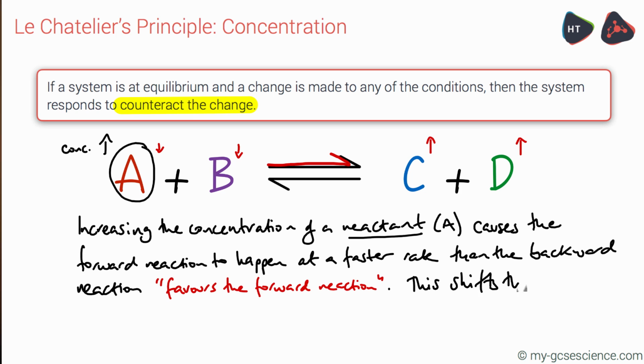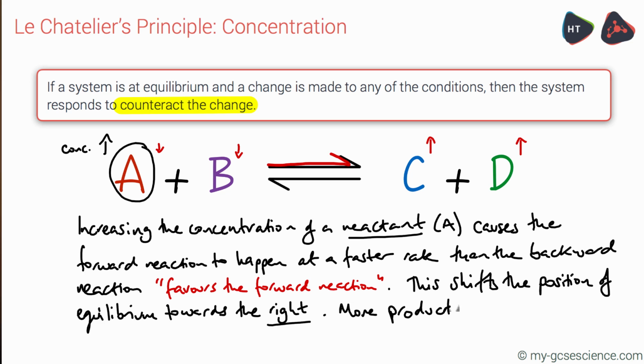But eventually equilibrium will be re-established, but the position of the equilibrium will shift towards the right, meaning that there'll be relatively more products C and D compared to reactants A and B than we had at the beginning before the concentration of A was increased. And the same applies in the reverse. If we were to increase the concentration of one of the products, such as C or D, then the backward reaction would be favoured, producing more reactants, using up more products, and shifting the position of equilibrium towards the left.